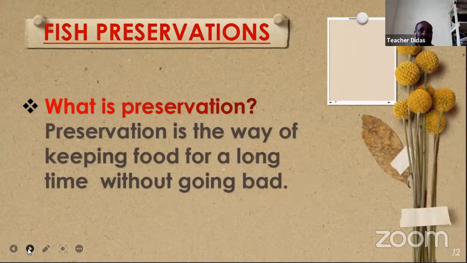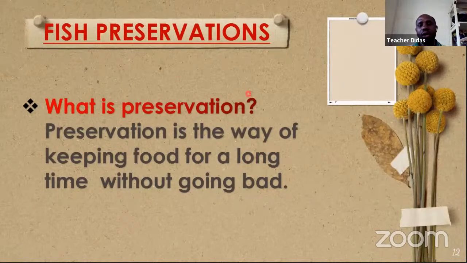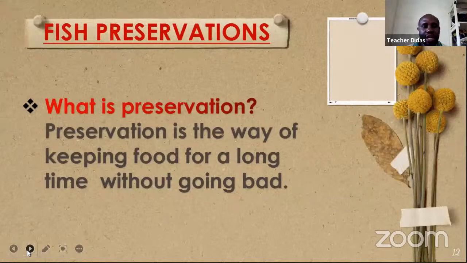Okay, thank you. So class, we are going to look at fish preservation. What is fish preservation? When we talk about fish preservation, we talk about ways of keeping food or fish for a long time without getting bad. How can we keep our fish for a long time without getting bad? That's what we call the term fish preservation. When we get our fish, we keep it for a long period of time without getting spoiled, without it getting rotten. That's what you call fish preservation.